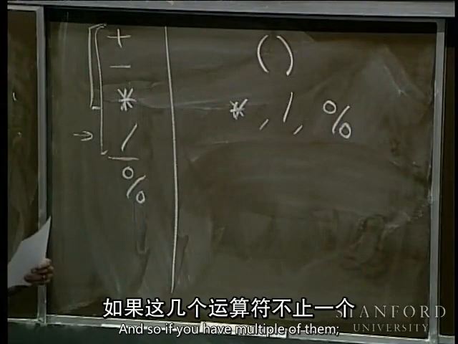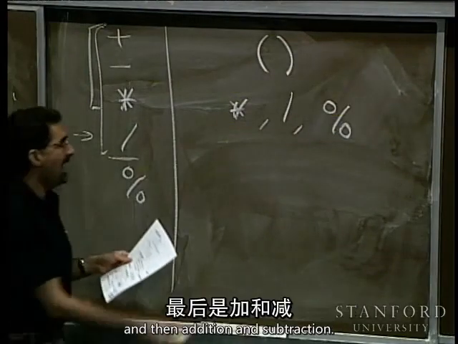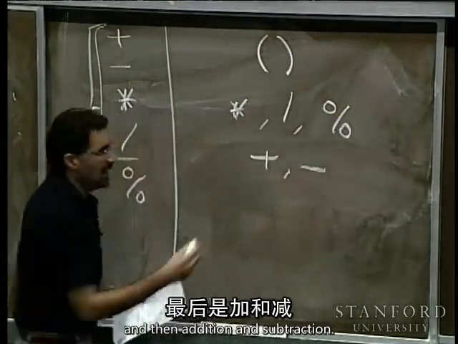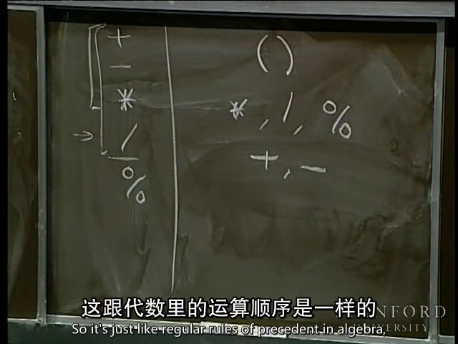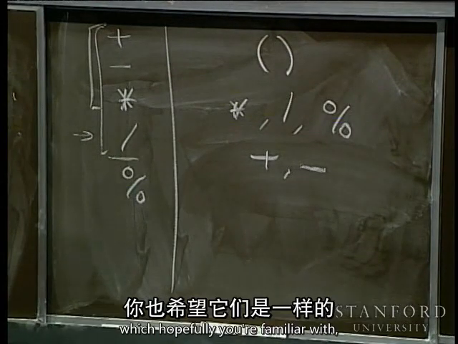And so if you have multiple of them, they're evaluated from left to right. And then addition and subtraction. Again, if you have multiple of them, evaluated left to right. So it's just like regular rules of precedence in algebra, which hopefully you're familiar with.